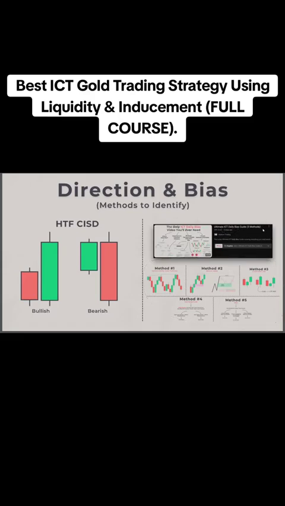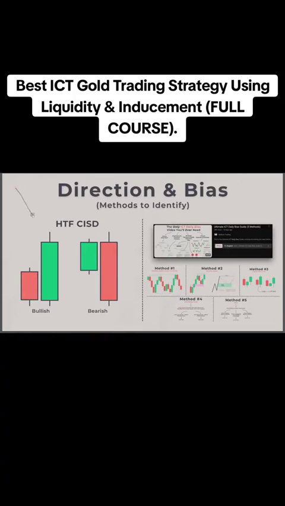This is the ultimate ICT daily bias guide, 5 methods that you can use any. Some of them are advanced, some of them are for beginners. You can go and watch this video and then continue watching this video so you have an idea about some methods to use in order to identify the direction, because you really need that.